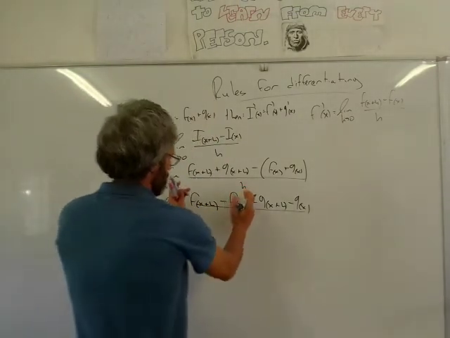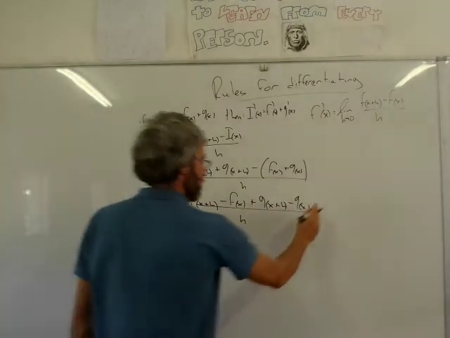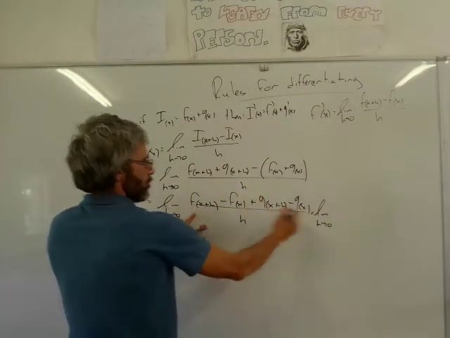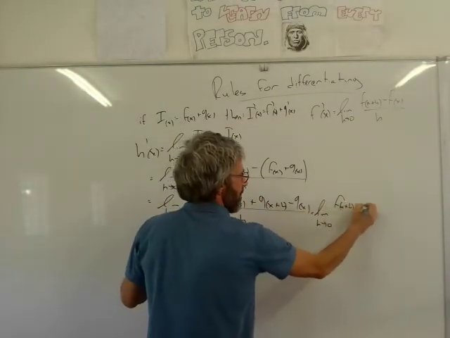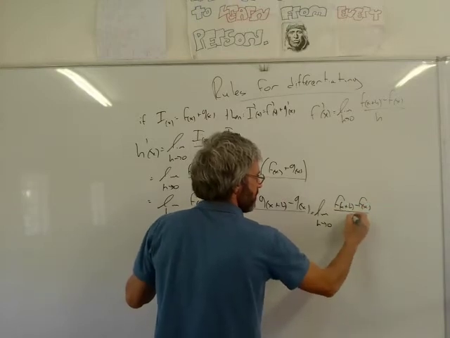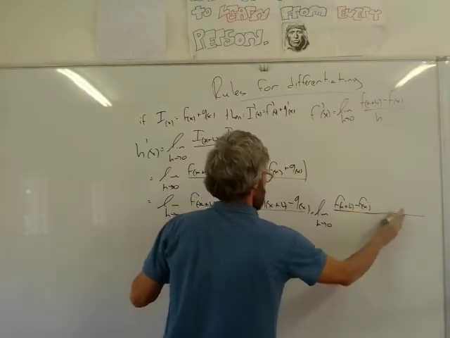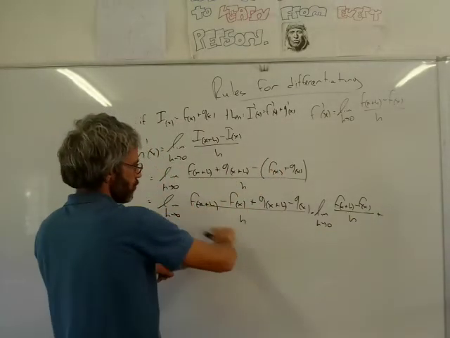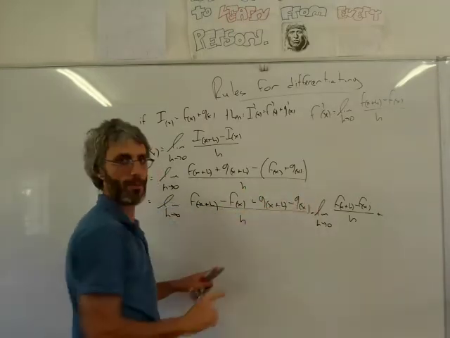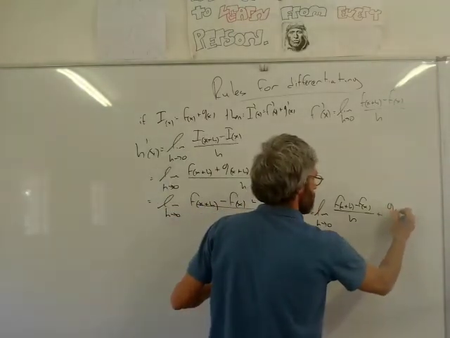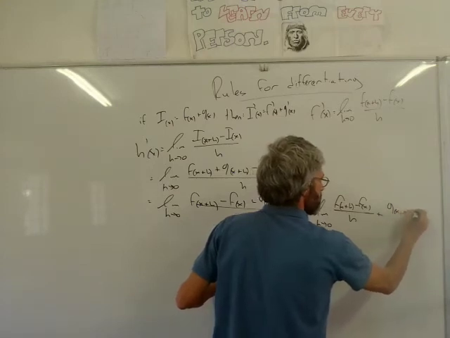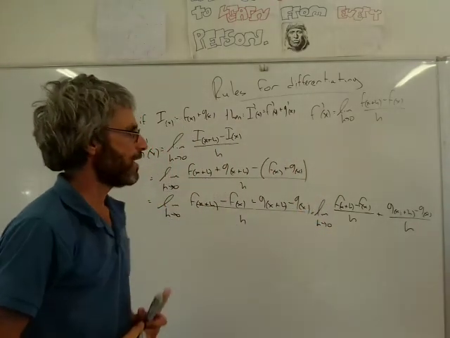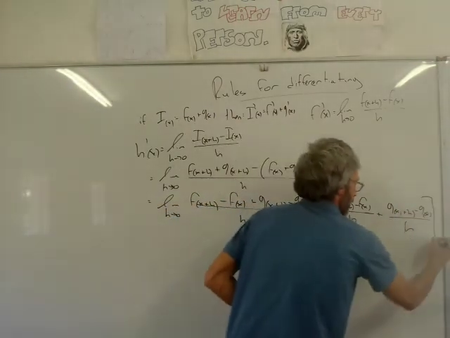Now, what can I do? I'm going to split that into two fractions. So that's going to be equal to the limit as h approaches 0 of f of x plus h minus f of x divided by h, plus, I did those two divided by h, and now I'll do those two divided by h: g of x plus h minus g of x divided by h.